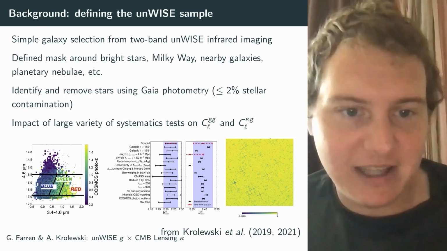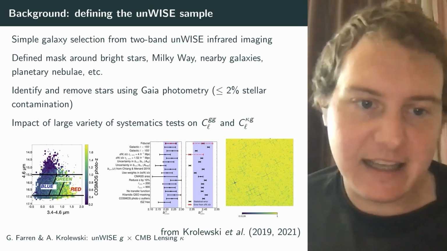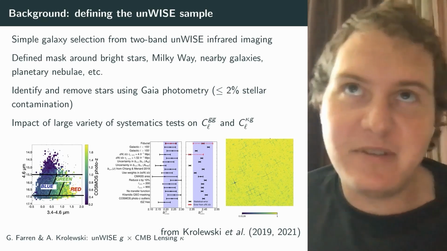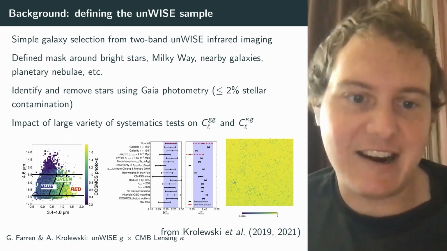The red sample has considerably lower number density, and it's somewhat more difficult to model, given that it didn't improve the statistics very much and brought in some more systematic errors.